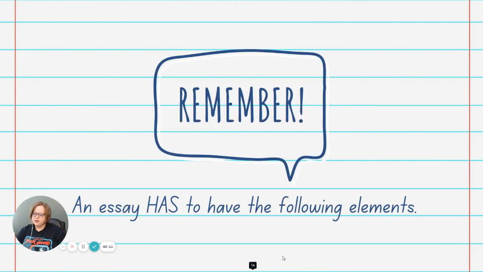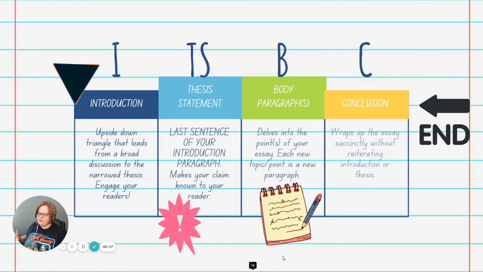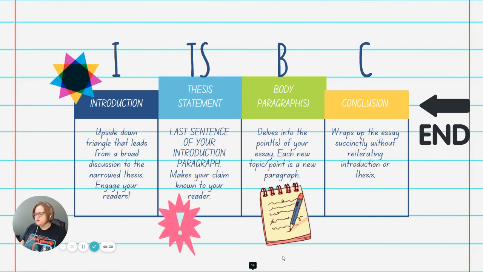Remember, a good essay has to have the following things. You have to have an introduction. You have to have a thesis statement. You have to have body paragraphs. And you have to have a conclusion. Your introduction is that upside down triangle that leads from a broad discussion to the narrow thesis. Engage your readers. Make them want to read your essay.